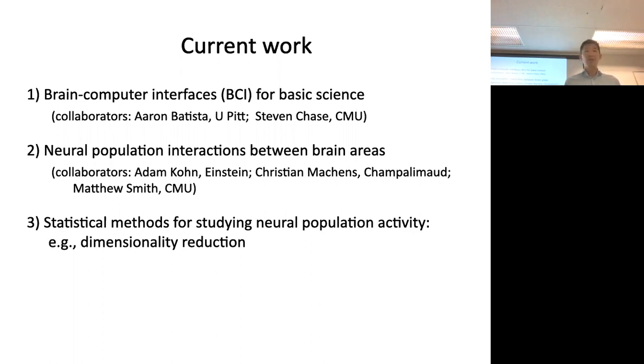And so we've been working together with Adam Kohn at Einstein College of Medicine, Christian Machens at Champalimaud, and also in separate projects with Matt Smith at CMU to understand these interactions between brain areas and how they underlie various brain functions. The third category is developing and applying statistical methods for studying neural population activity, involving dimensionality reduction, dynamical systems, et cetera. Okay, so today I'm going to focus on the first of the three categories.